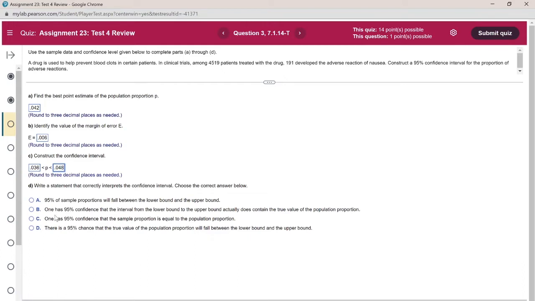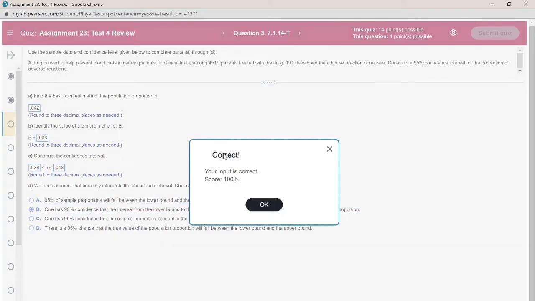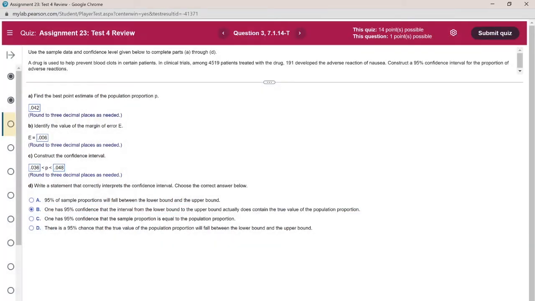Okay, so that's the confidence interval. Among this, one has 95% confidence that the interval from the lower bound to the upper bound actually does contain the true value of the population proportion. That's the meaning of confidence interval. If I check the answer, that is right. So let's go to the next.